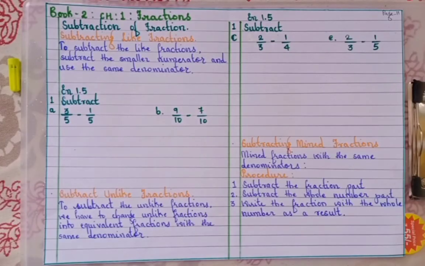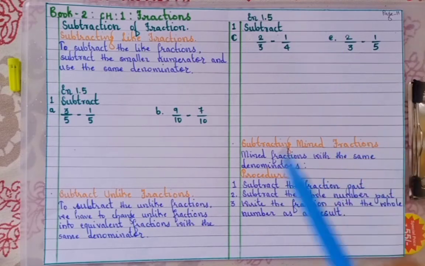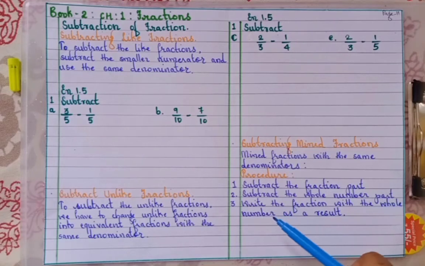Let's see subtraction of fractions. Subtraction of like fractions is the same as addition of like fractions. The procedure is the same, we carry it out directly. In case of subtraction of unlike fractions, in the same way we find the LCM, make the fractions like, and then subtract. In case of subtraction of mixed fractions, we first subtract the fractional part, then subtract the whole numbers, and then write the answer together.